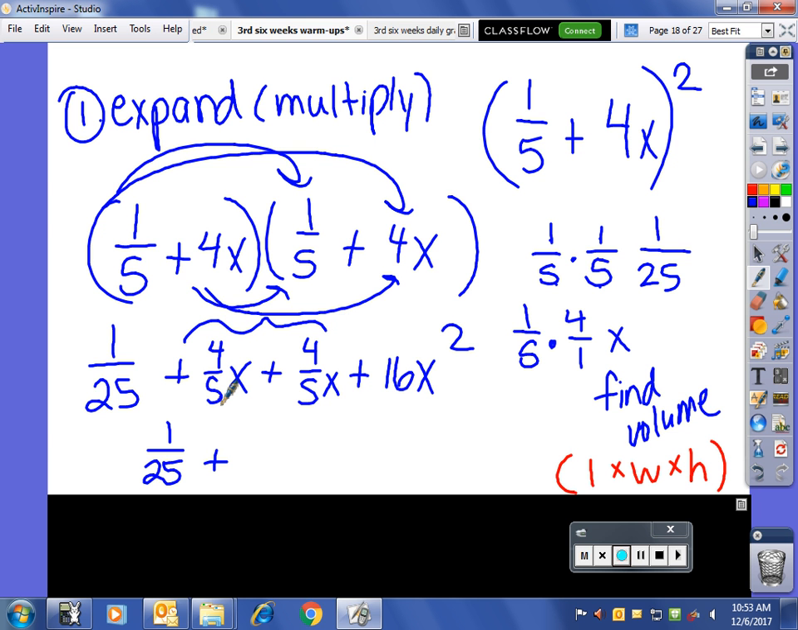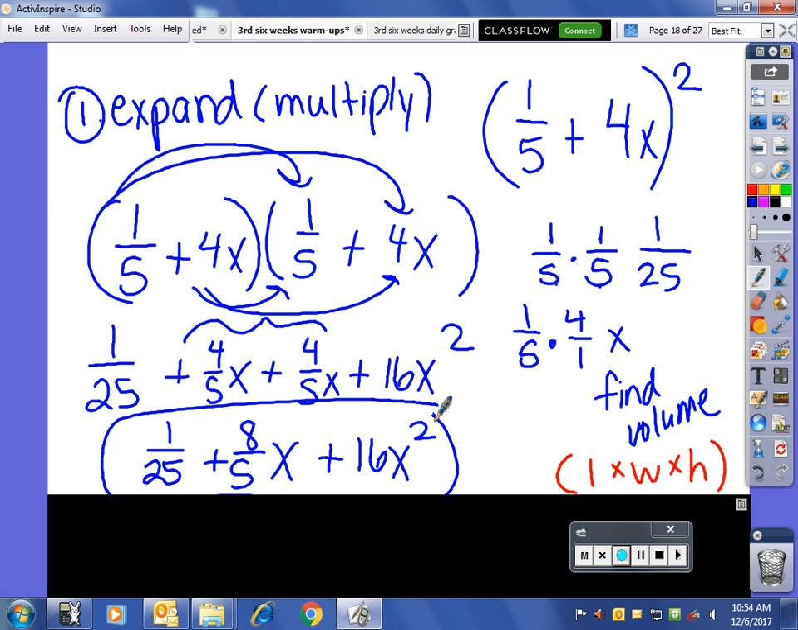What's 4/5 plus 4/5? 8/5 x plus 16x squared. You will see one like that, I am afraid, on your CBA. I don't want you to miss it. That should be easy.